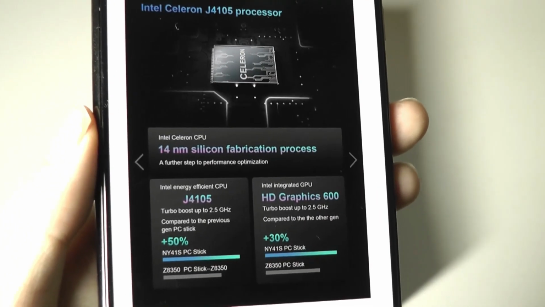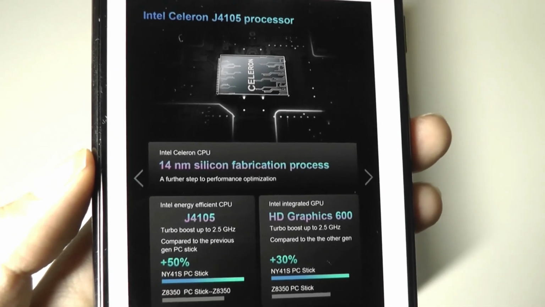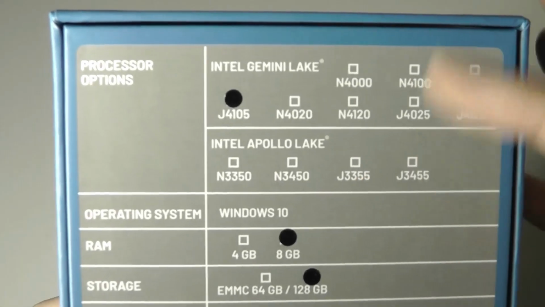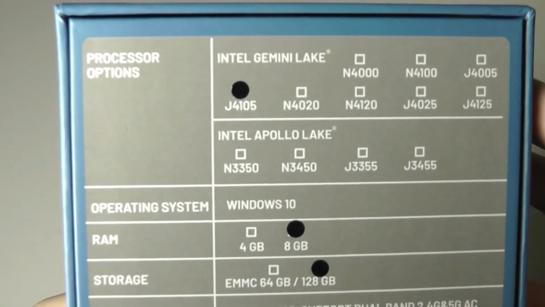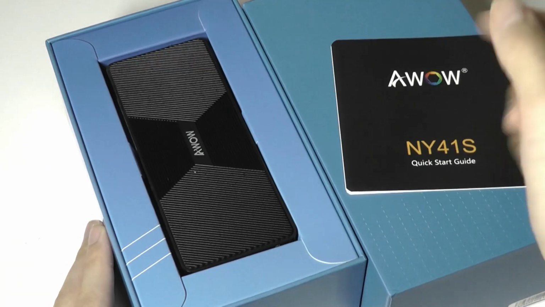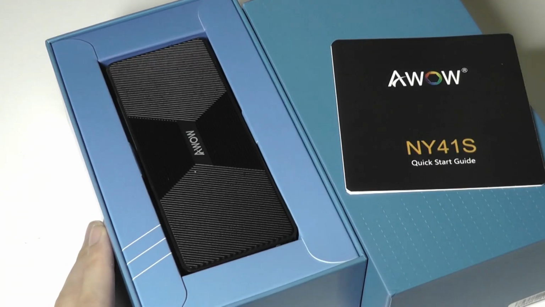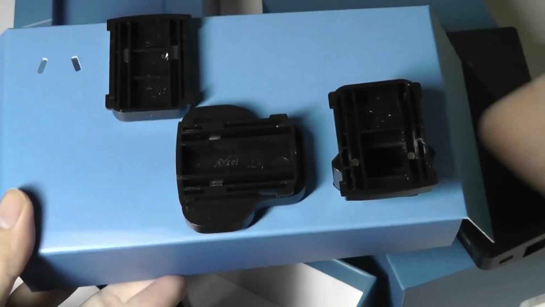which is going to be faster than eMMC that was more common on entry-level mini PCs just about a year or two ago. So here are the other variations of processors, in fact, that AWOW can offer, but again, this is using the J4105S. We'll find a quick start guide, along with, of course, the mini computer stick itself. Underneath, you'll find some different adapters if you are using it when plugged into power in different countries.